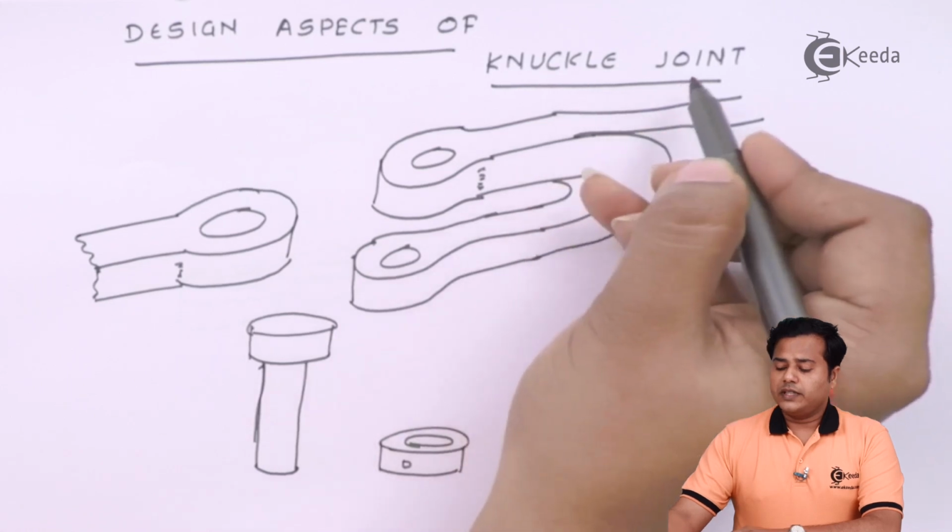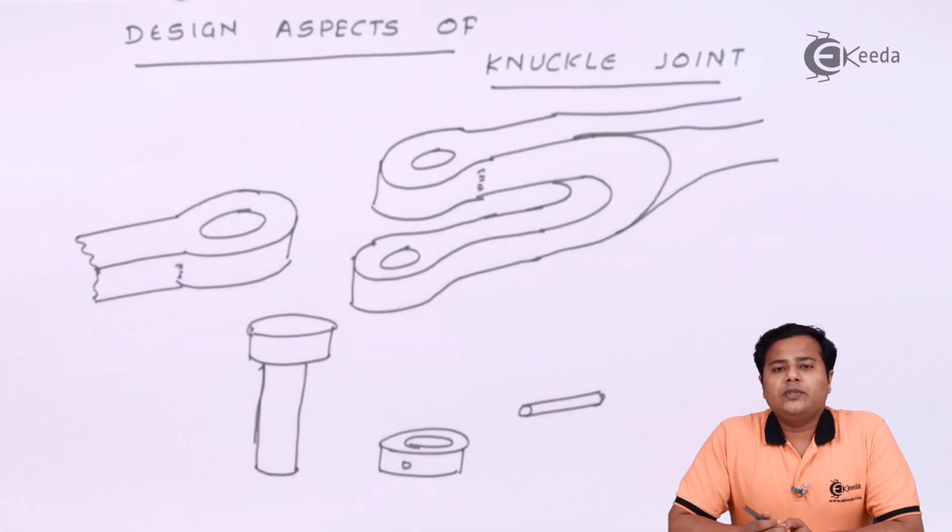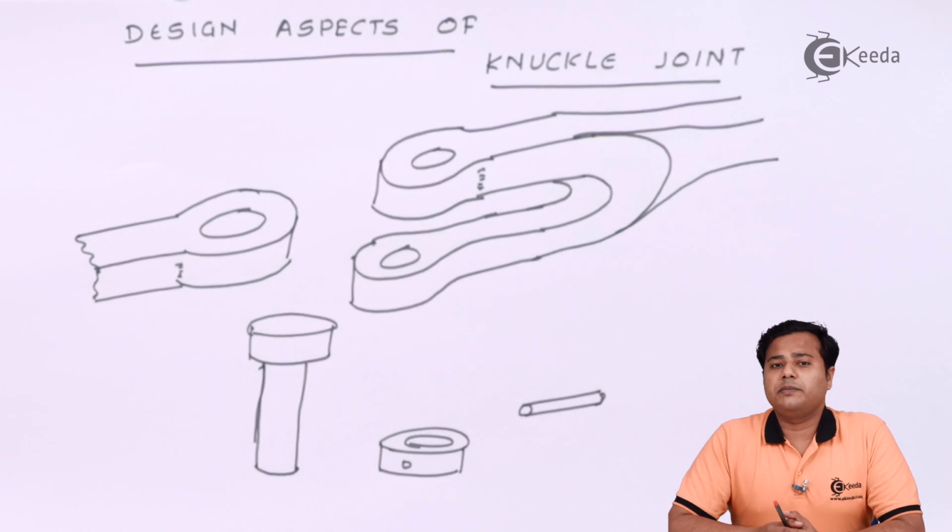Design aspects of knuckle joint. We have already studied this kind of component in the subject of computer-aided machine drawing. There, we drew the component and went for the assembly. But after assembly, we should know what the failure criteria are. The same thing I mentioned in the beginning of this subject, where we need to identify the working of the machine component so that we can identify the failure criteria.